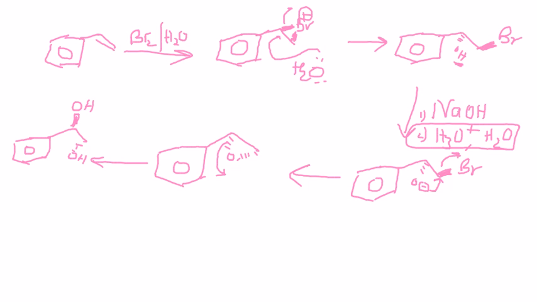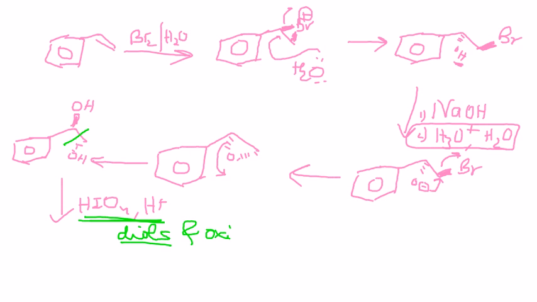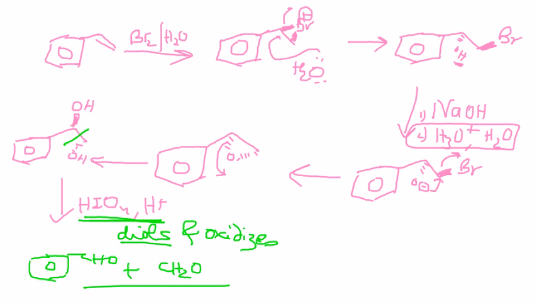And now when we subject that to HIO4, and that's your hint right there, that gives you benzaldehyde and formaldehyde, because it would cleave right in the middle. It's the nature of periodic acid to cleave diols. It cleaves diols and oxidizes them. That means you're going to end up with benzaldehyde and formaldehyde from this reaction.